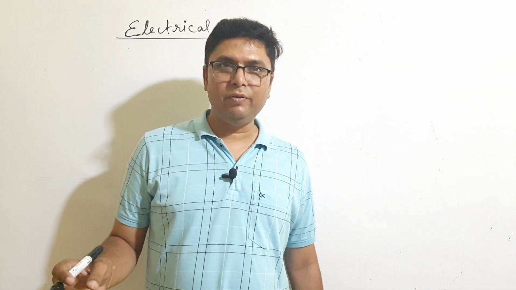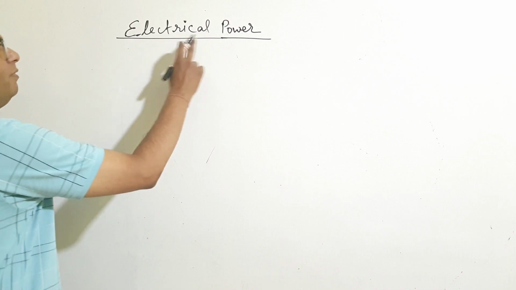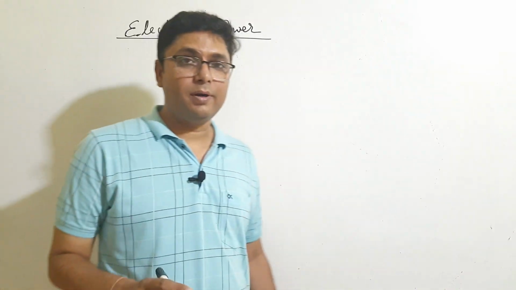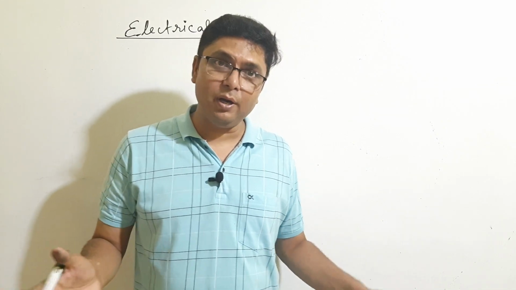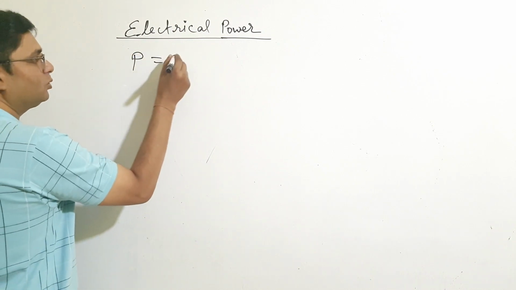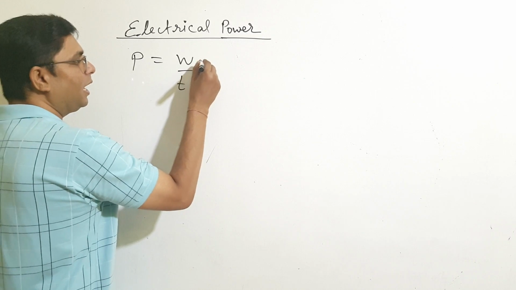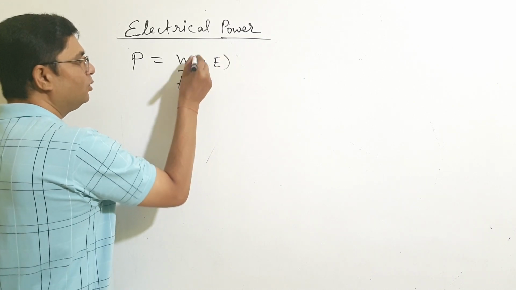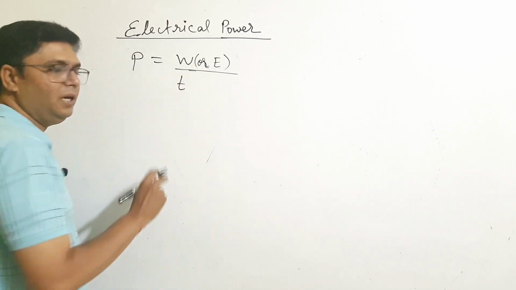Student, in this video you are going to understand about electrical power. Power consumed by an electrical device is said to be electrical power. We all know the formula of power is equal to work by time. Here we can use energy in place of work. So power is equal to energy upon time. This is said to be electrical power.